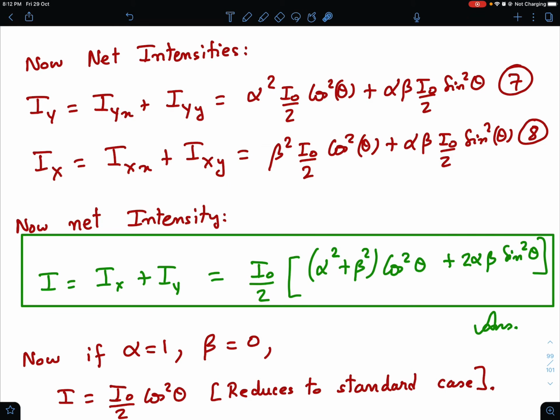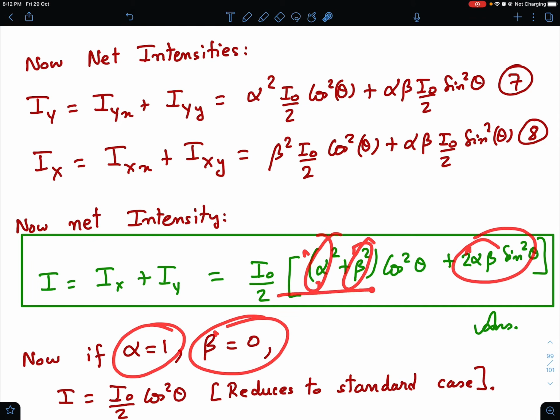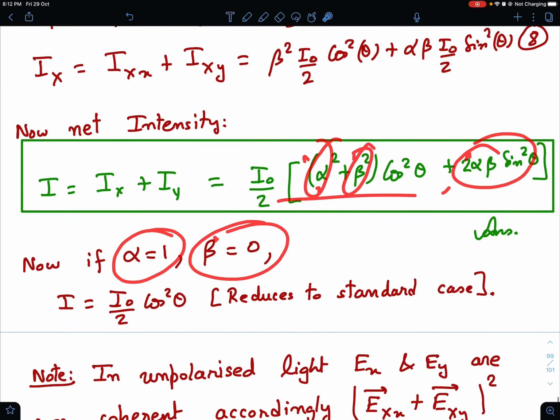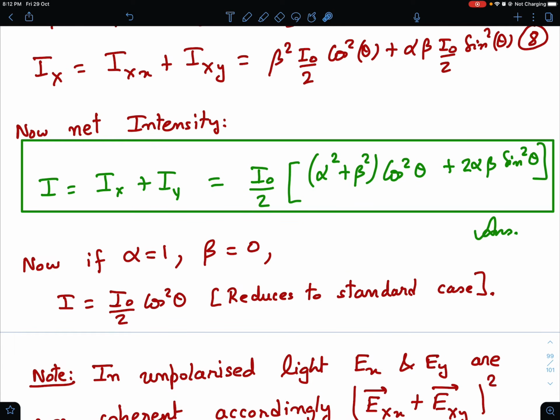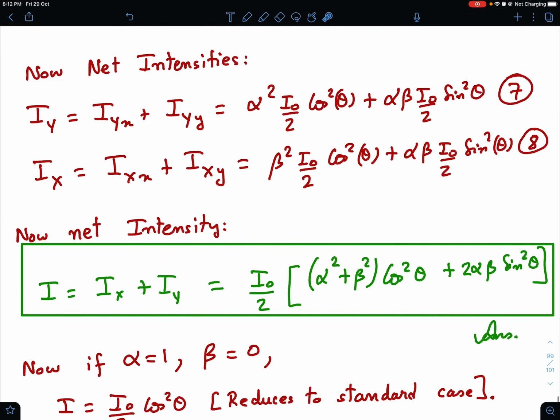Okay, and we can readily see, had it been the usual setup, then alpha would be 1 and beta would be 0. So put alpha equal to 1 here and beta equal to 0 here and here. So you are just left with I is equal to I naught by 2 cos square theta, which reduces to the standard case. So we have verified that it reduces to the standard Malus law.